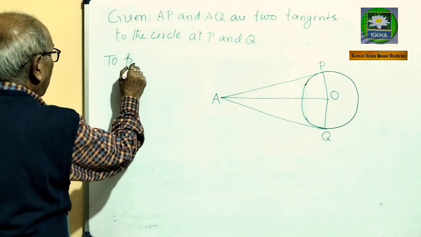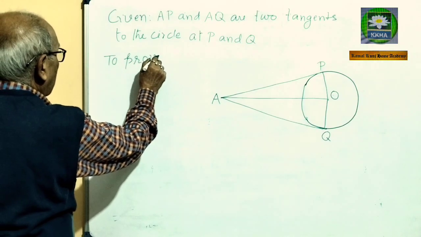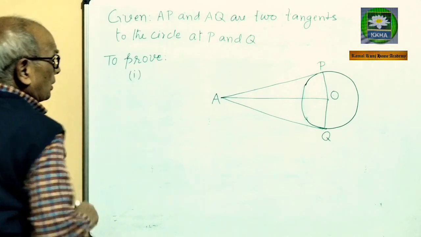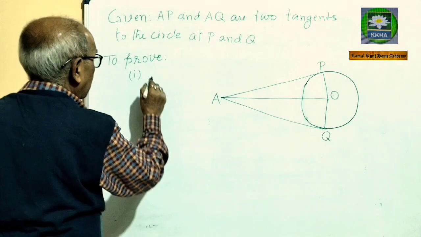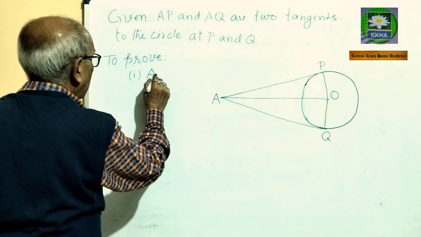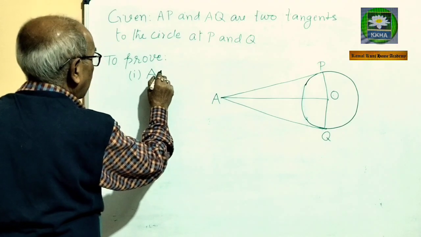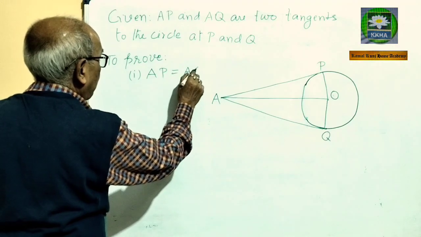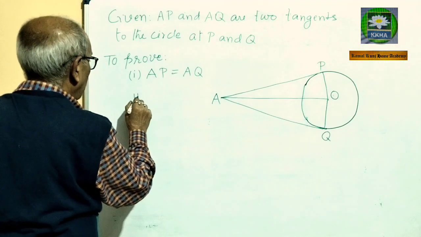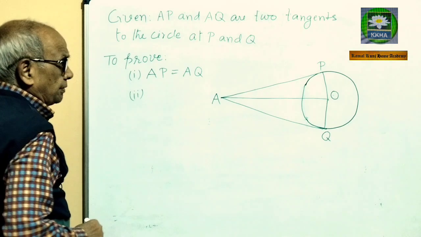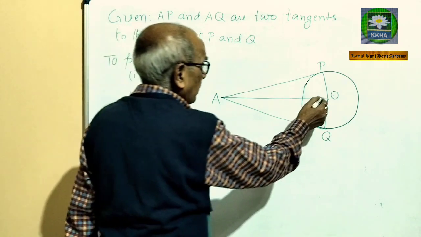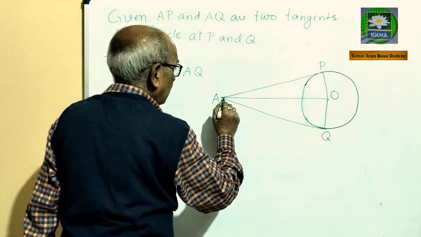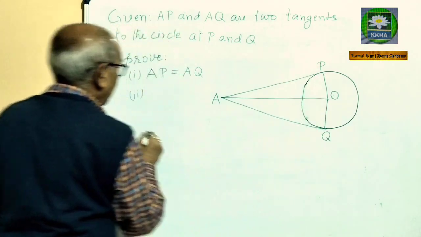To prove number one, their lengths are equal. That is, lengths of tangents are equal. AP is equal to AQ. Number two, they subtend equal angles at the center of the circle. That is, angle AOP is equal to angle AOQ.